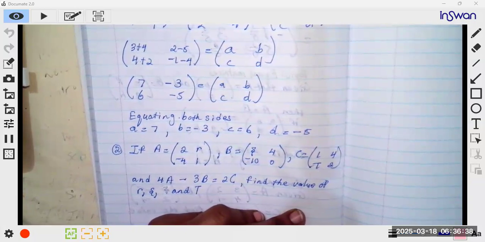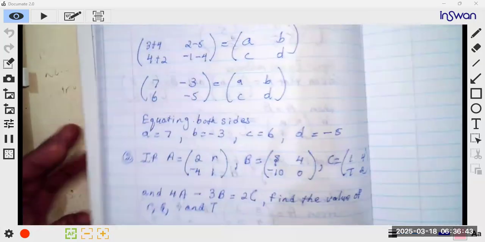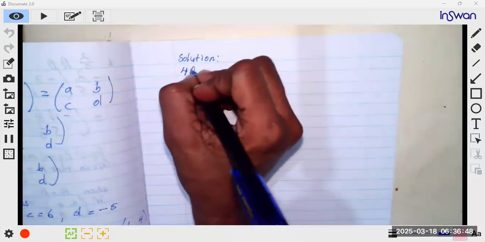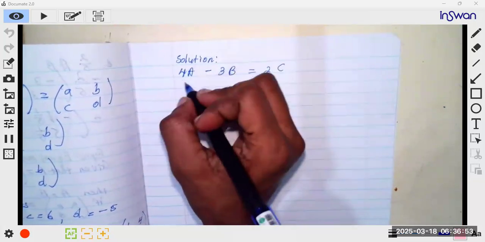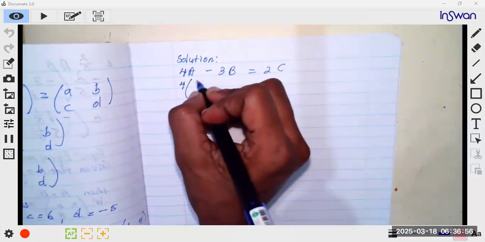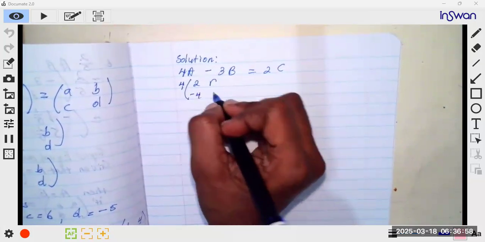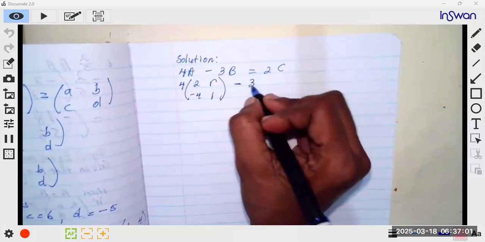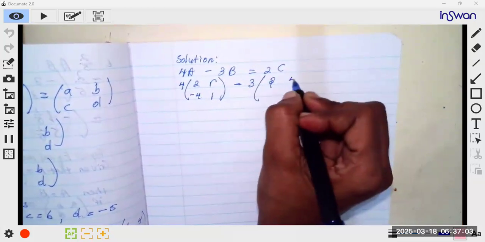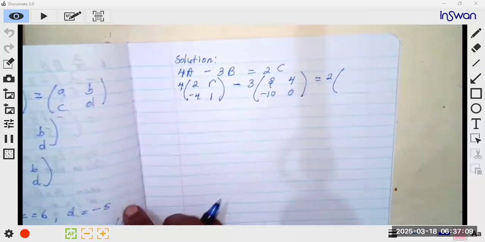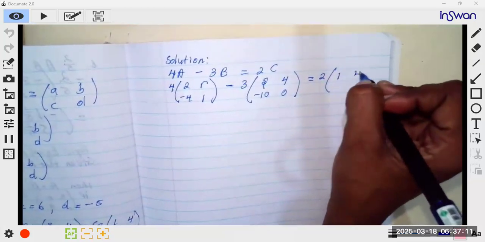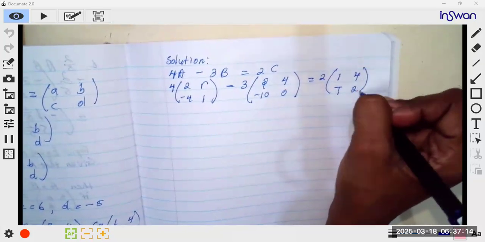So next one is 4a minus 3b equal to 2c. All right. So the solution: 4a minus 3b equal to 2c. What is a? It will be 4 multiplied by [2, r; minus 1, minus 3]. What is b? It's [4, s; minus 10, 0], is equal to 2 multiplied by c, which is [1, 4; t, 2]. All right.